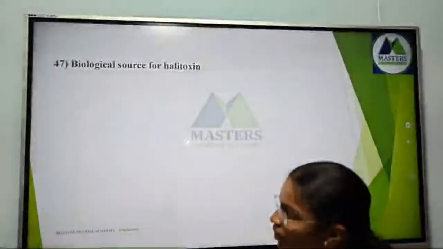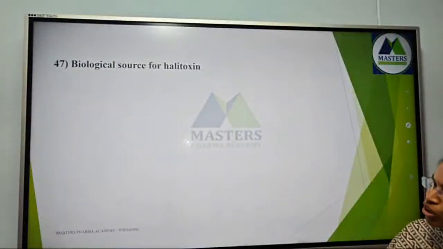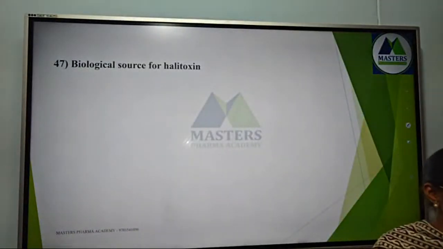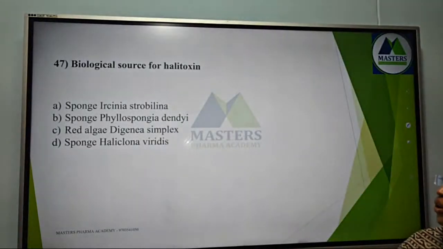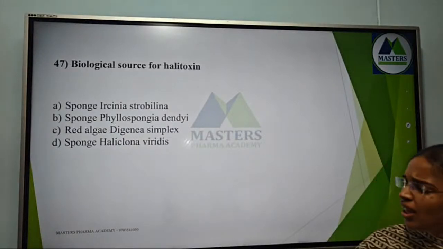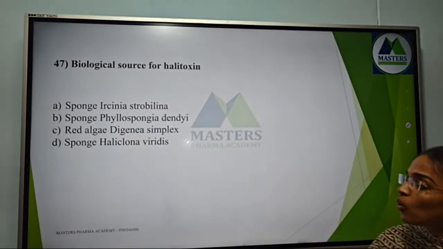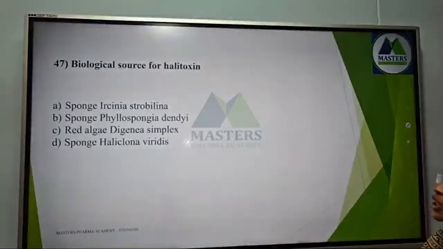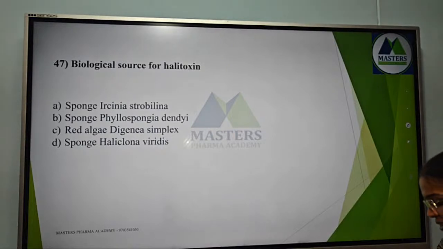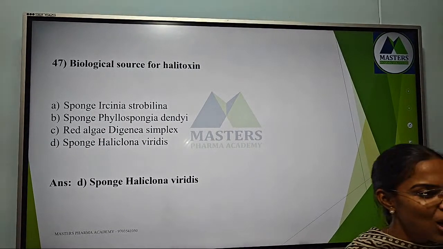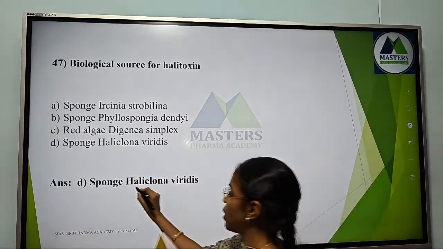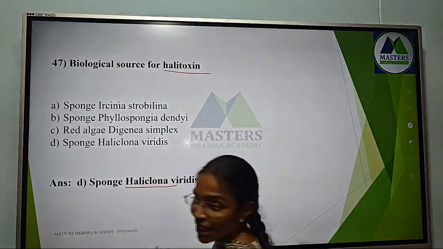Again, biological source of halitoxin. This halitoxin is obtained from some sponge. Everything here is actually sponges. The options are: sponge Yersinia strobylina, sponge Philospongia dendi, red algae Digenea simplex, and sponge Haliclona viridis. What's the right answer? Sponge Haliclona viridis, because it is something related to halitoxin and Haliclona viridis.